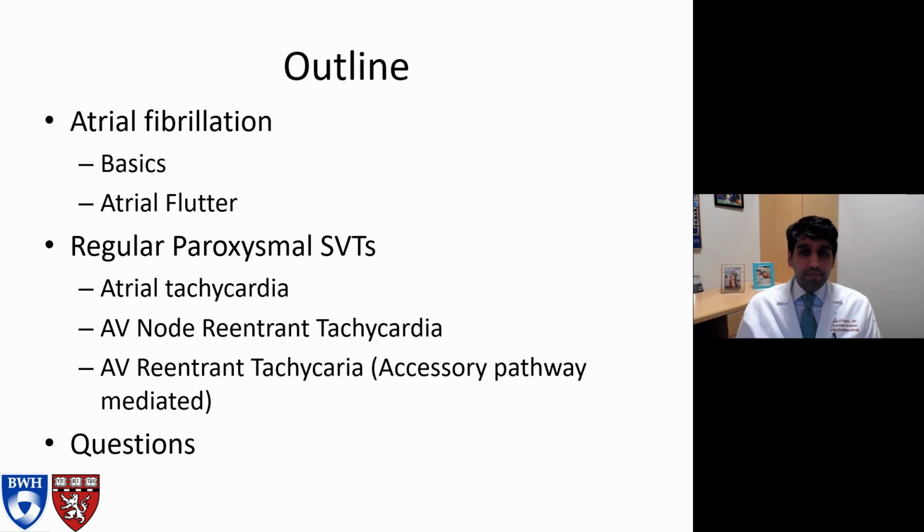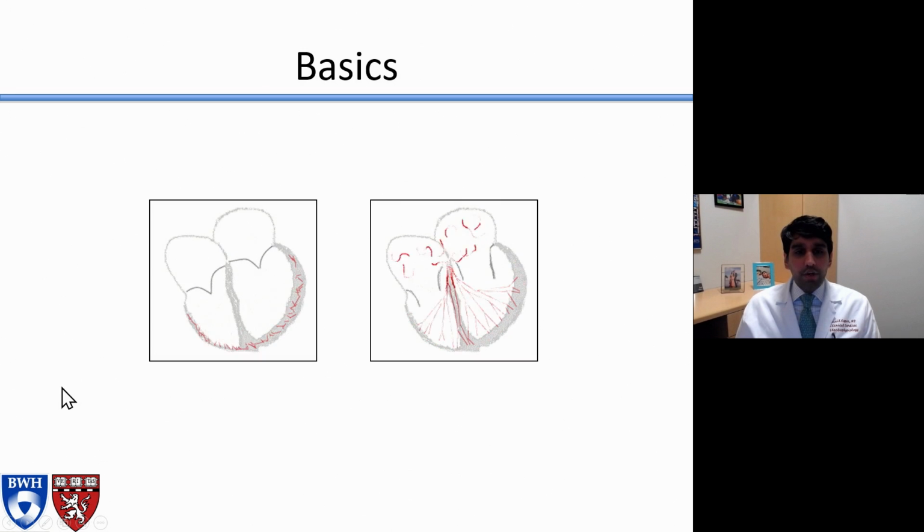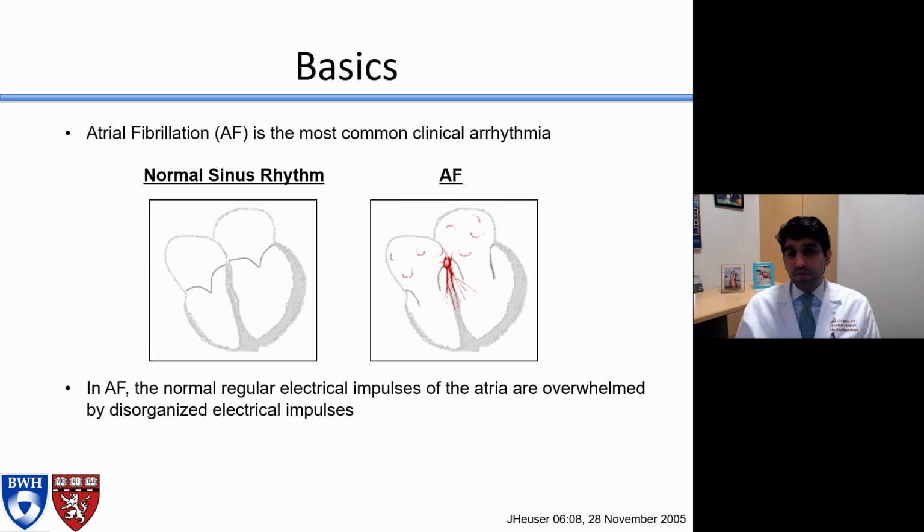We'll spend most of our time talking about the basics of atrial fibrillation and then talk about one of its brothers or cousins, atrial flutter. We'll spend a little time at the end talking about some of what we classically call SVTs, but are probably better described as regular paroxysmal supraventricular tachycardias, including the three major mechanisms that we see. So to start with atrial fibrillation basics, as we all know, atrial fibrillation is by far the most common clinical arrhythmia that we have to deal with.